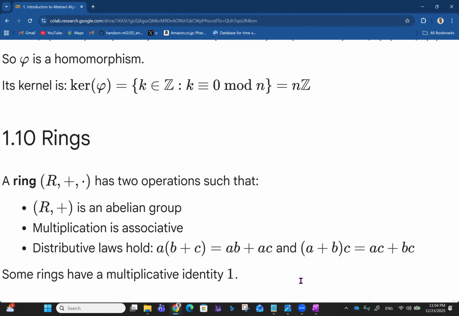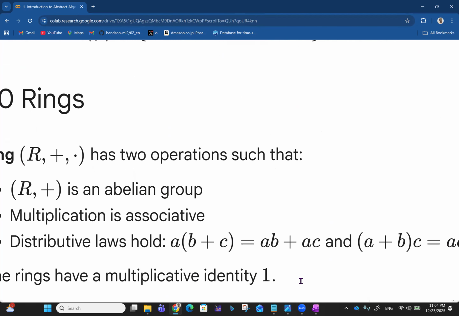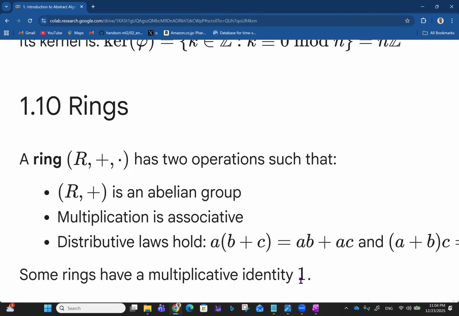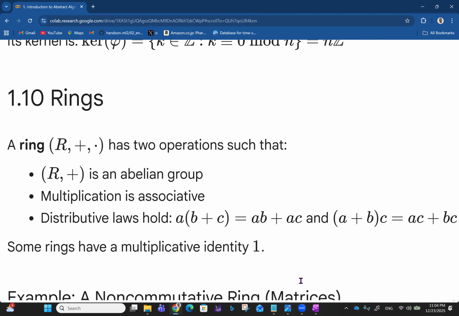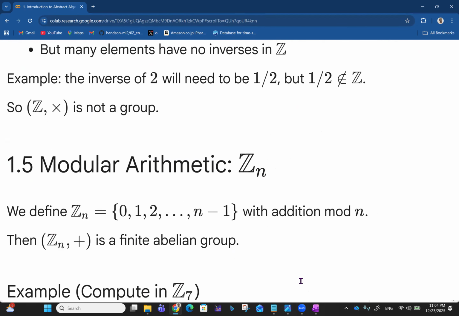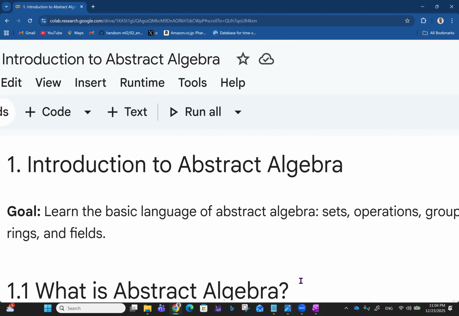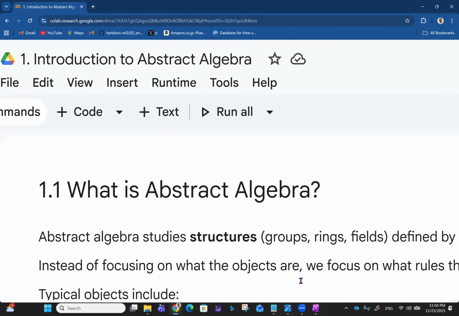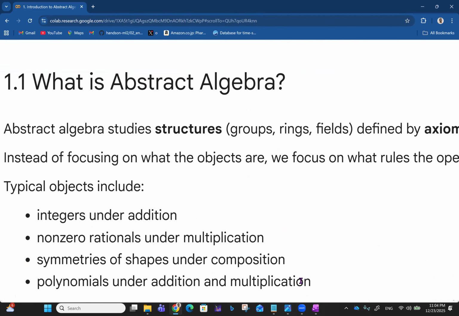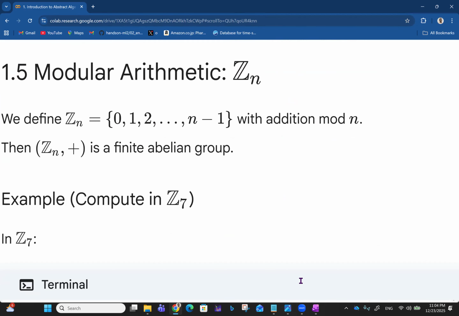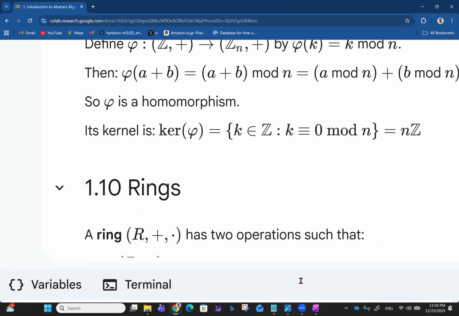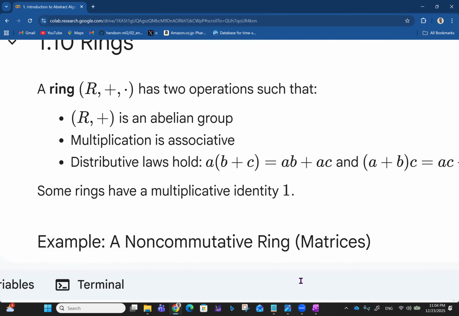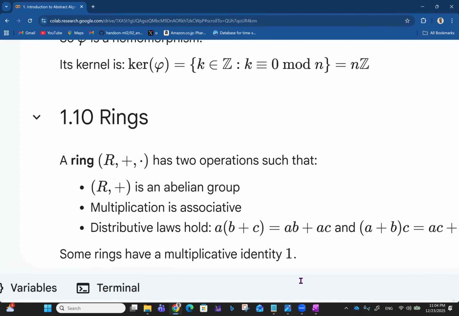So let's talk about rings. Here we are just giving an overview of all the algebraic structures that we already talked about from the beginning. All of abstract algebra is about algebraic structures, structures like groups, rings, and fields. So we are going over all of these things, starting from sets, because a set is the basis of all of these things we've been talking about.